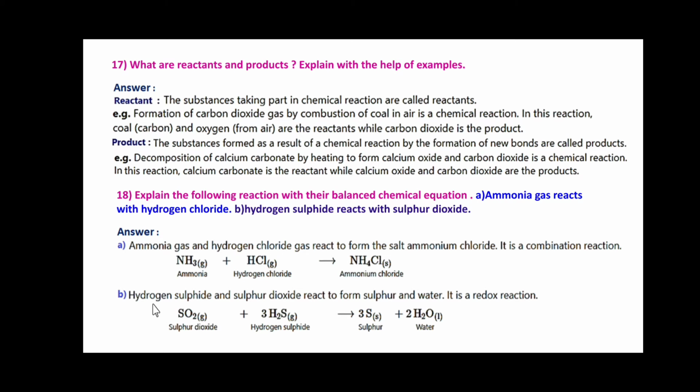The second reaction is hydrogen sulfide and sulfur dioxide react to form sulfur and water. It is a redox reaction. That is SO2 in the gaseous state, sulfur dioxide, plus 2H2S in the gaseous state, hydrogen sulfide. Here 2 is the coefficient in order to balance the chemical reaction. Gives you 3S, sulfur in the solid state, plus 2H2O in the liquid state, water.